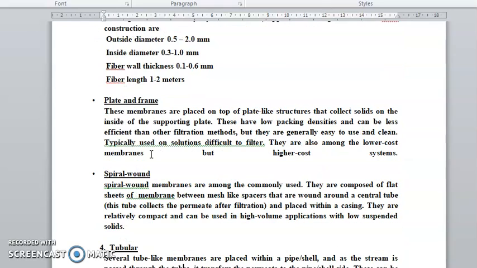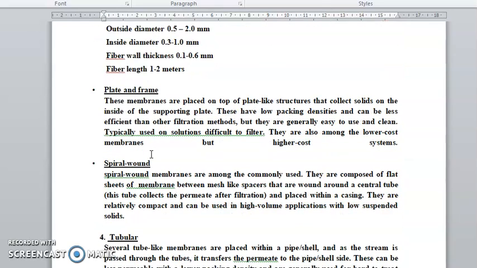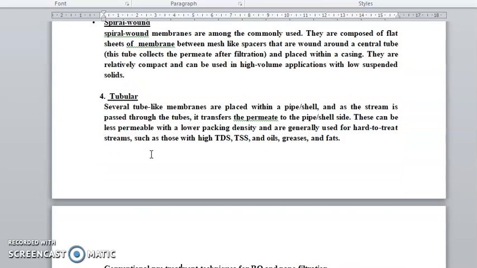Spiral wound. Spiral wound membranes are among the most commonly used. They are composed of flat sheets of membrane between mesh-like spacers that are wound around a central tube and placed within a casing. They are relatively compact and can be used in high volume applications with low suspended solids. Next, tubular.